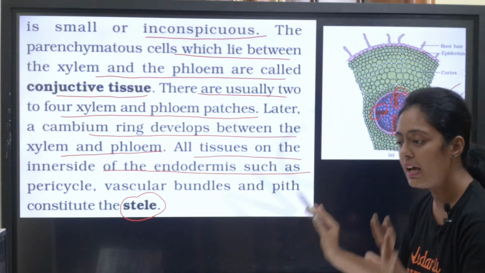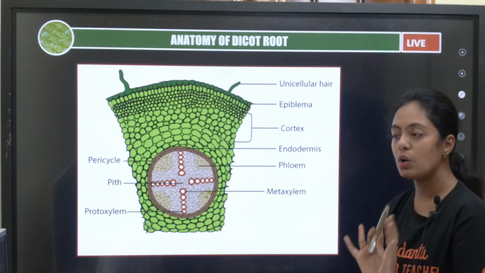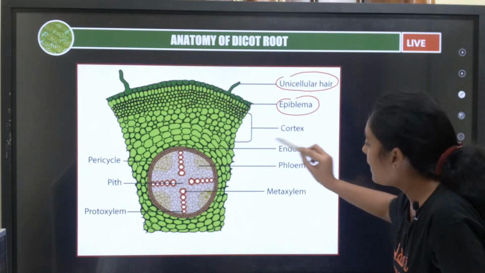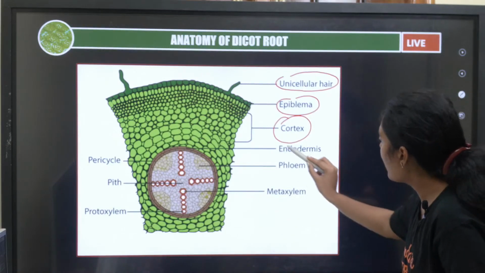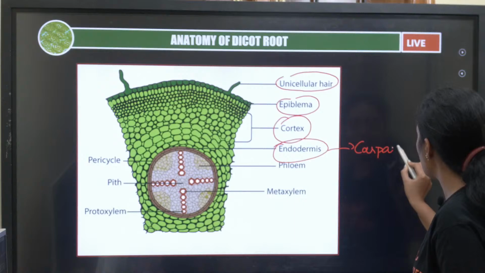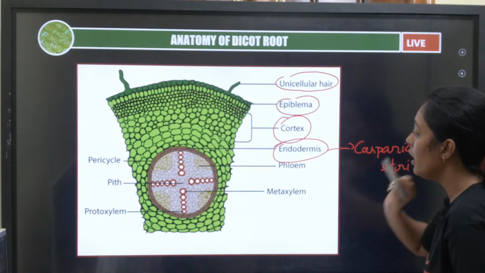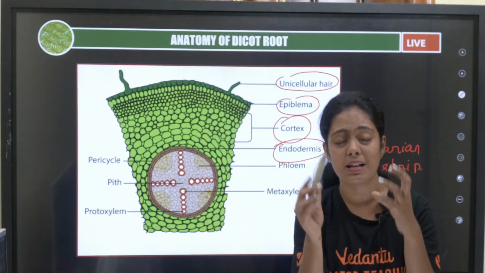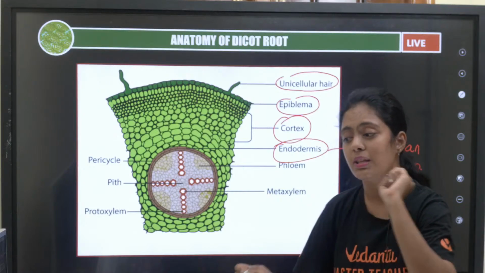Is it clear, pasangala? Can we continue now? Yes. So this is what we tried to understand. The epiblemma has unicellular hairs. Inner to that you have a cortical region made up of parenchymatous cells. Inner to that you have the endodermis, which has the Casparian strip. Very important. Now, inner to that I have my pericycle, and the tissue present in between the xylem and phloem of the vascular bundle is called what? Conjunctive tissue.